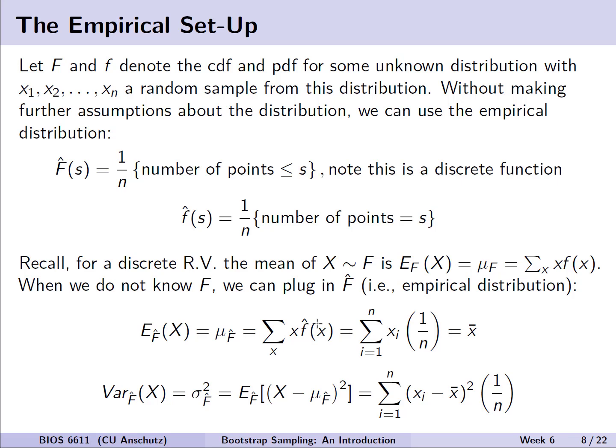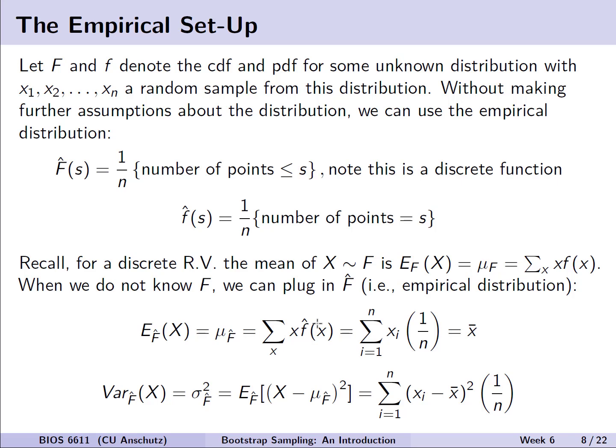So let's just briefly review some theory we discussed previously. Let capital F and lowercase f denote the cumulative distribution function and the probability distribution function for some unknown distribution, which has a random sample of x1 up to xn from that unknown distribution. Without making any more assumptions about that distribution, we can leverage this empirical distribution approach, where we simply calculate discrete representations of the function like we saw in the previous slide for the CDF and the PDF, with capital F hat s and lowercase f hat s.